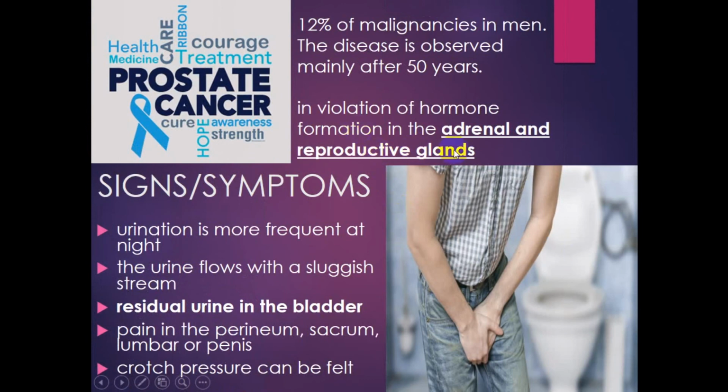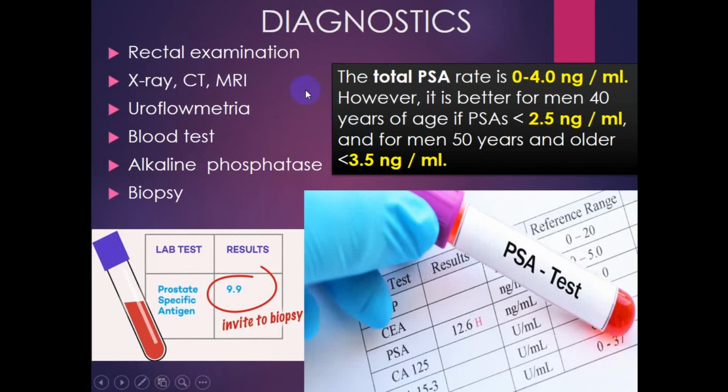You should remember that 12% of malignancies in men are prostate cancer. Signs and symptoms: most commonly residual urine in the bladder, crotch pressure that can be felt in organs of the perineal area, and frequent urination. Diagnostics may include rectal examination, X-ray, CT, MRI, uroflowmetry, and of course you should remember and know about PSA, the most important one.